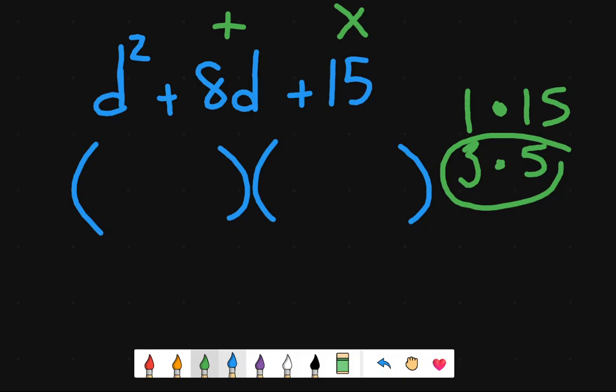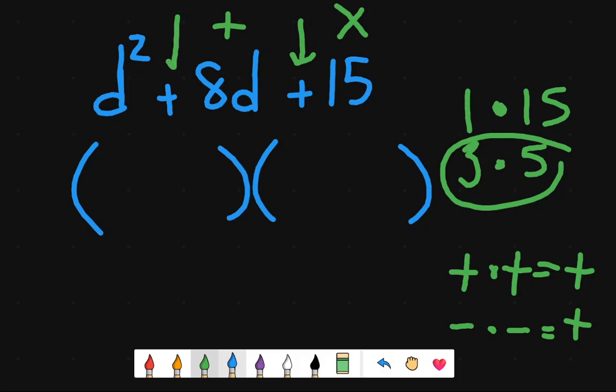Now, going back, look at the second sign inside of your quadratic here. It is positive. What signs can you multiply together to get positive? You can multiply positive times positive to get positive, and you can also multiply negative times negative to get positive. So how are we going to determine which one we're going to use? Well, look at the first sign inside of the quadratic. That lets you know which ones to use here. So in this case, it's going to be positive and positive.